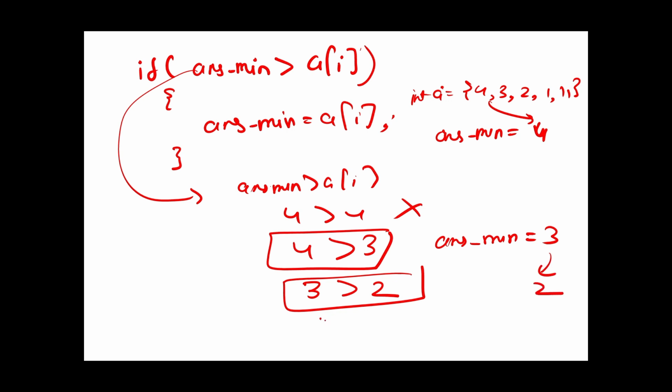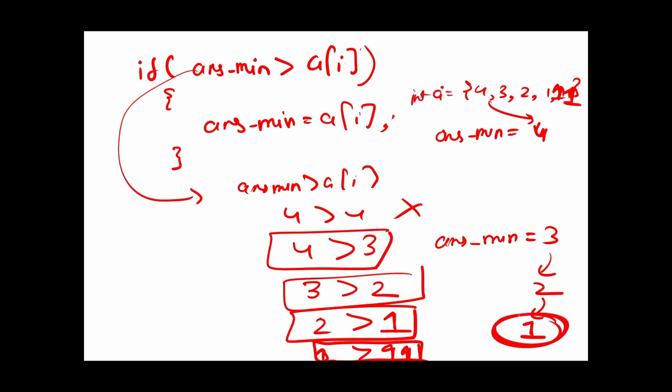And after that, the minimum is 2, and the next array element is 1. Okay, so this condition is also satisfied. Now the minimum answer becomes 1. So now the minimum answer is 1, and the next array element here is 11. Okay, so this condition is false. So now the answer finally becomes 1 only.